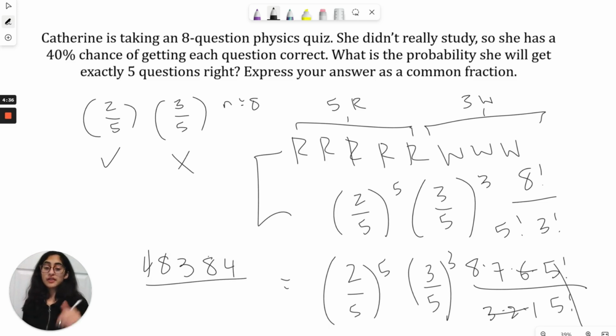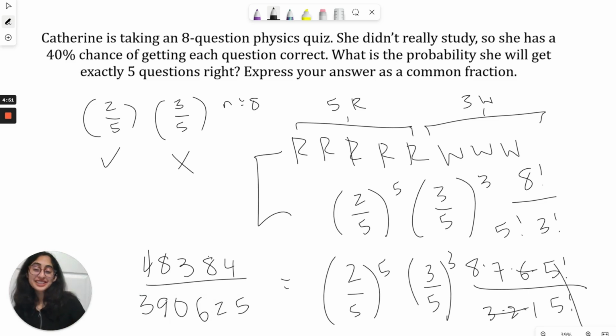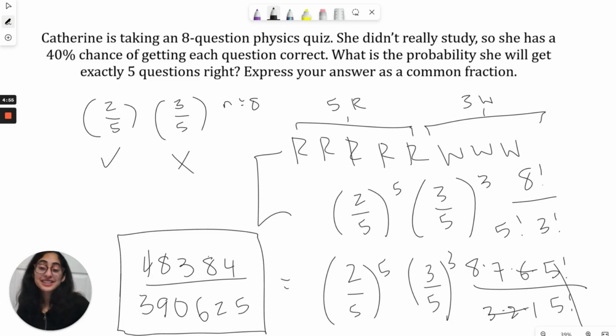And so on the bottom we get 5 to the 5th times 5 to the 3rd. So we just end up getting 5 to the 8th, which is equal to 390,625. So that should be your answer to this question. Good thing it's a Target Round question and we're allowed to use a calculator.